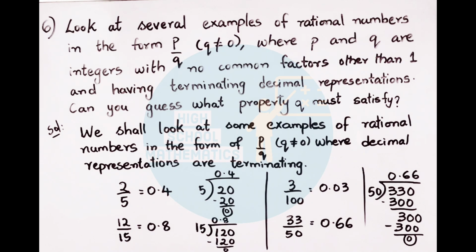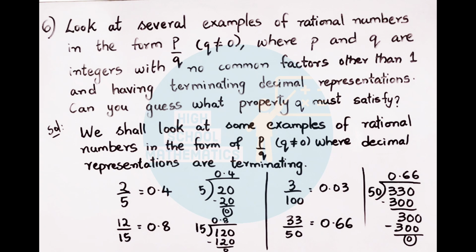Let us see another example, that is 33 by 50. Now we are going to divide the number 33 by 50. 33 is less than 50, so in the quotient we place 0 point and add a 0 here. Now the number is 330. 50 times 6 is 300. After subtracting we get remainder 30. Again this 30 is less than 50. We shall add a 0 here. Now the number is 300. 50 times 6 is 300. So 300 minus 300, remainder is 0. So 33 by 50 answer is 0.66.